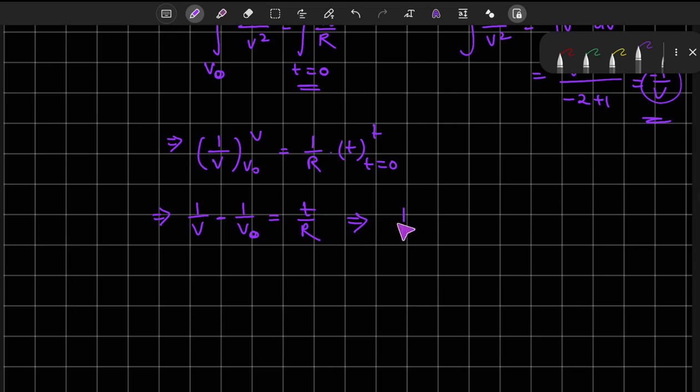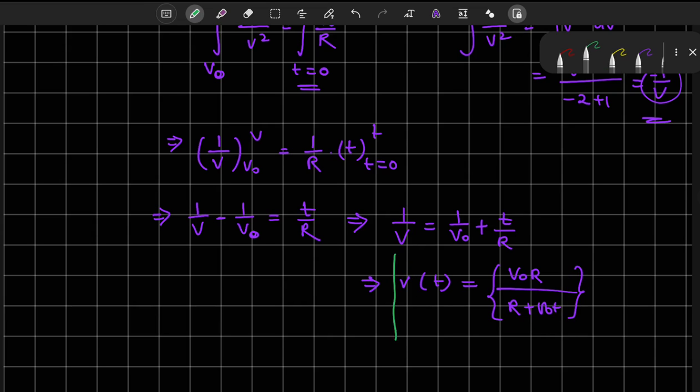Okay. So from here we will get 1 upon v is equal to 1 upon v naught plus t upon r. So the value of v, which is the function of time, we can write as v naught r whole divided by r plus v naught t. Okay. So this is the expression we got, that is the expression of velocity as a function of time.